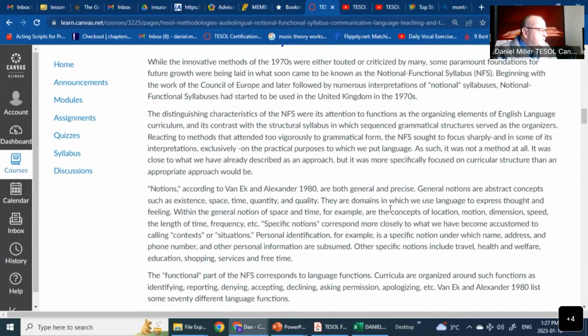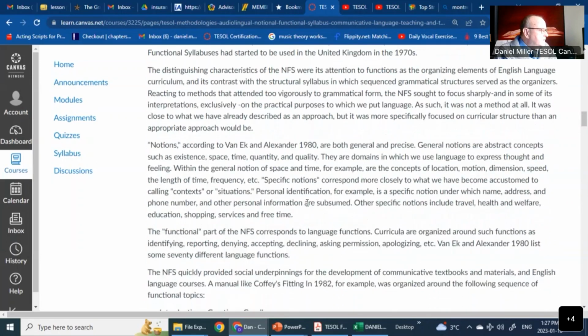These are the domains in which we use language to express thought and feeling. Within the general notion of space and time, for example, are the concepts of location, motion, dimension, speed, the length of time, frequency, etc.